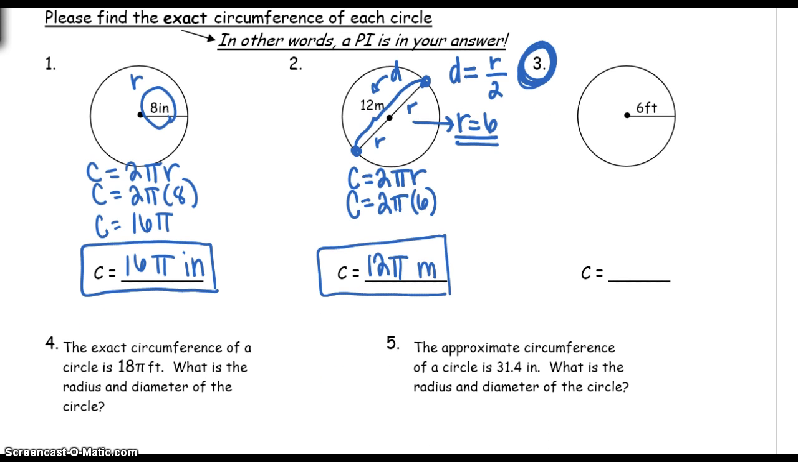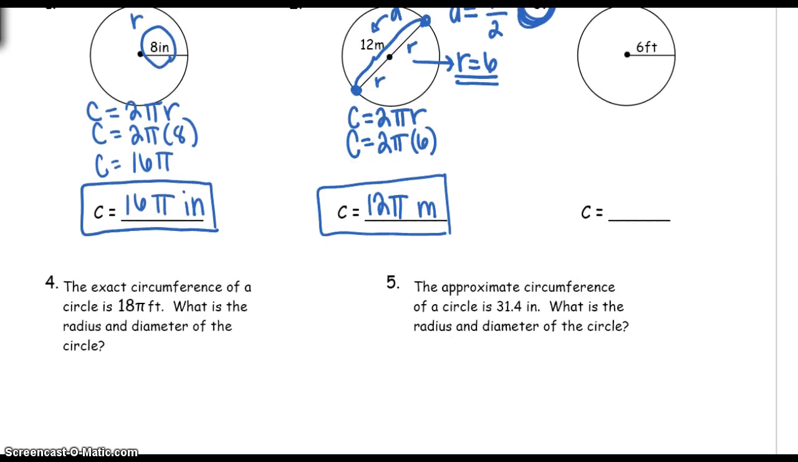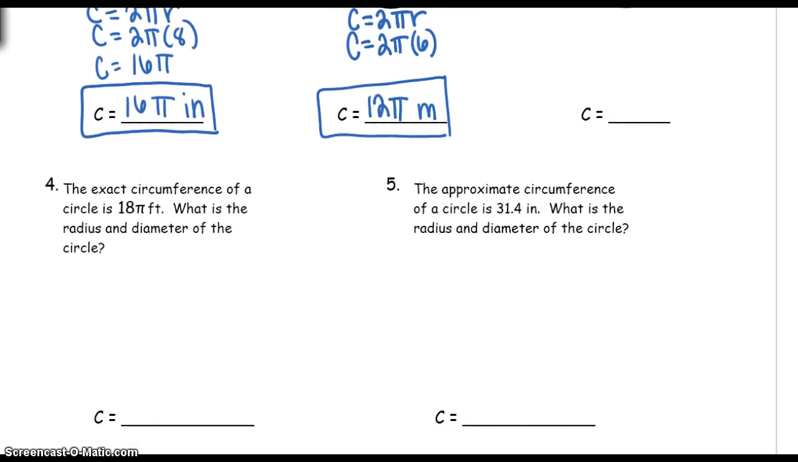So 4 and 5 have words in them, and what I've noticed with students is if it has words, they kind of don't want to do it, or they want to just ask me how to do it. You can do this. You can handle this. So I want you to watch how I do number 4, and then you're probably going to be doing number 5 tonight. Okay, the exact circumference of a circle is 18 pi feet.